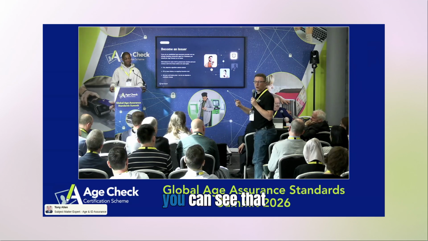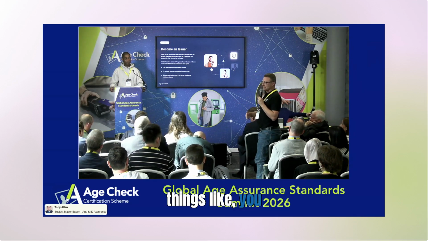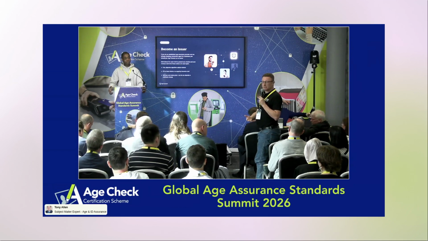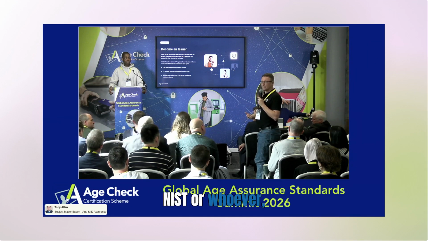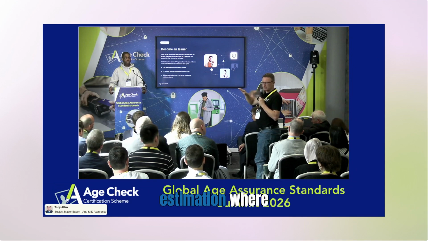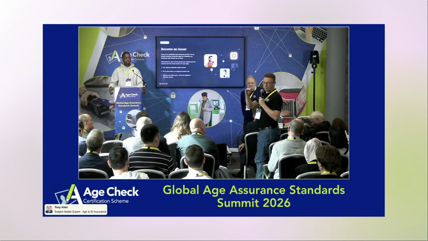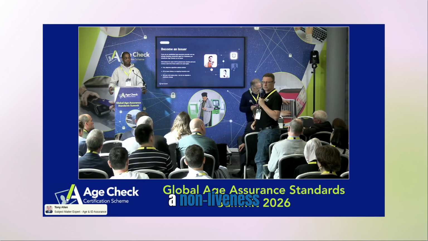I think over time you can see that there will be court cases on things like, if you've done a facial age estimation and you've done a level 2 or level 3 liveness with that, or you've done an ID verification with no liveness, or level 1 liveness, it's going to end up in court with experts from NIST or whoever, subpoenaed to say a level 2 or level 3 facial age estimation where somebody's aged 50 and we think they're over 18 is a higher level of scientific confidence than a non-liveness ID verification.